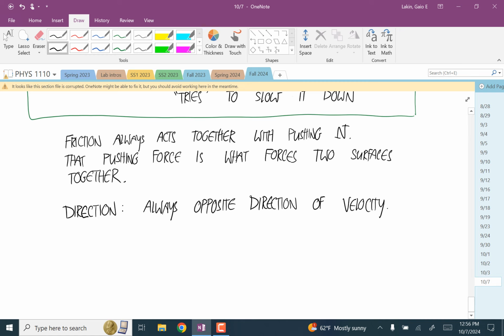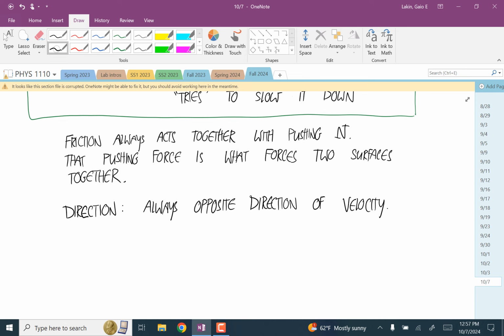Which means that for friction problems, you always have to be given the direction that the thing is sliding. Okay, you can't do it without knowing that. Opposite direction of velocity, that's how it's slowing this thing down or trying to slow it down. It's always acting in a direction that's trying to slow it down.